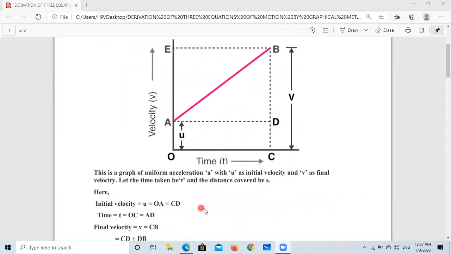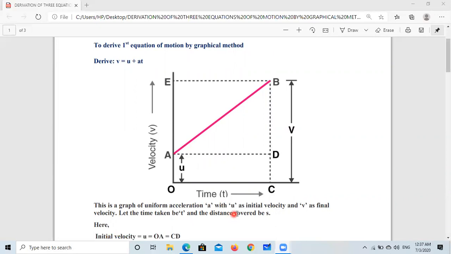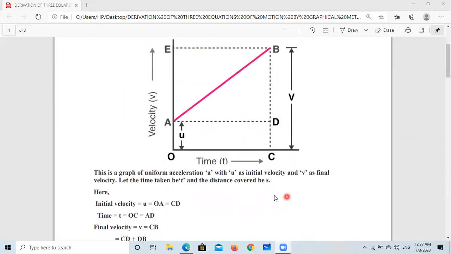Now come to the point, we gather the information. This is a graph of uniform acceleration a, with u as initial velocity and v as final velocity. Let the time taken be t and the distance covered be s. Distance covered is given by the area of OABC. Initial velocity u is OA, which is equal to CD. Time is OC, which is equal to AD, equal to t.